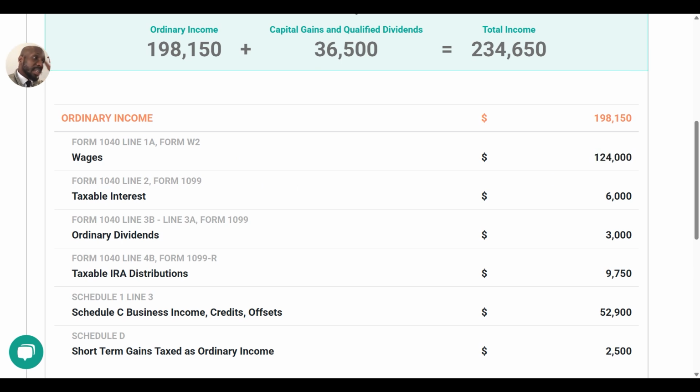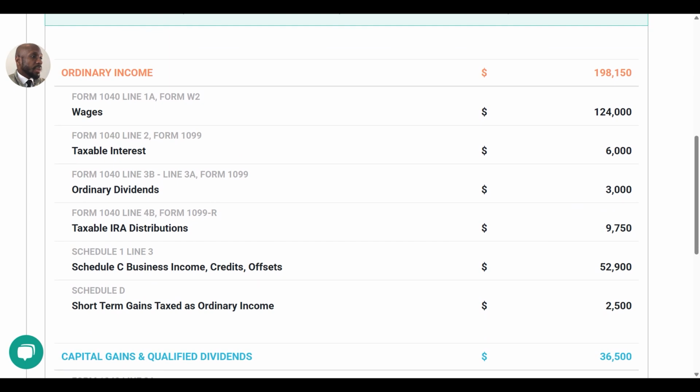Secondly, they have taxable interest, which is on line 2 of their form 1099 from a broker like Fidelity or Charles Schwab. So they have about $6,000 in interest that is taxable. Similarly, they have $3,000 in ordinary dividends. Again, they'll look at their form from their broker, and it's going to be on line 3A. So we're cross-checking those line items. Is that number correct? And they confirmed yes, it's $3,000. So we're making good progress here.